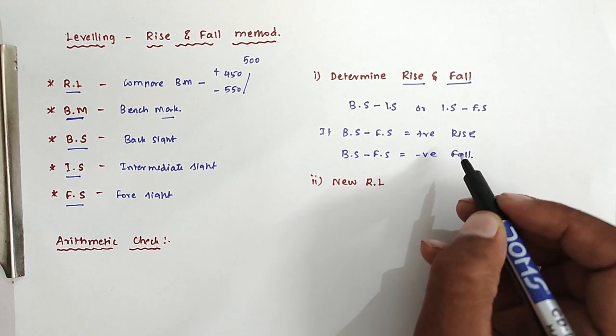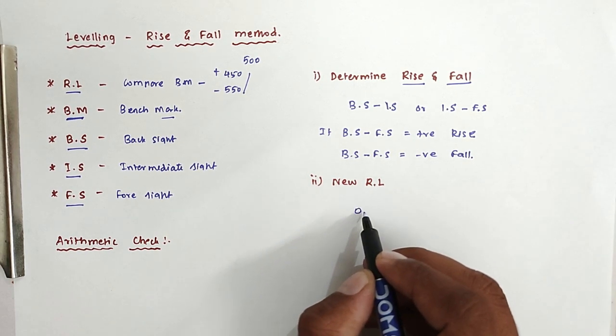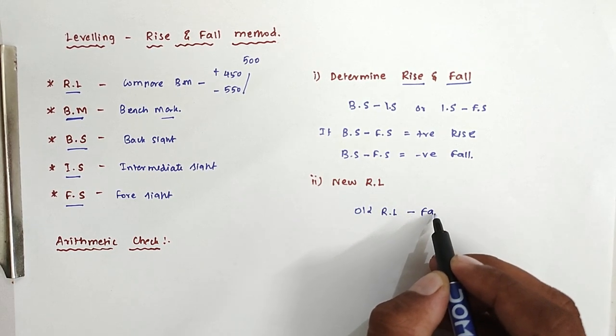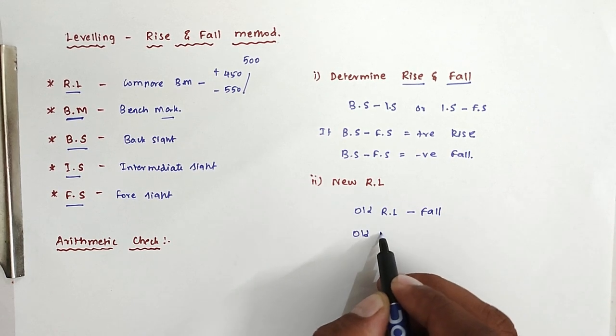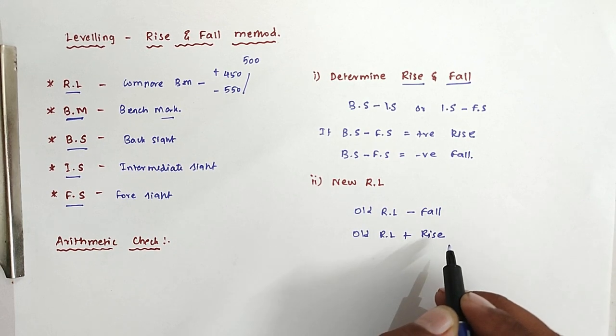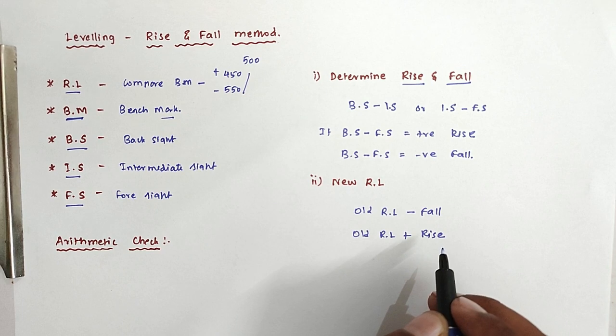Okay, next thing is we have to find out the new RL. The new RL value is old RL minus fall, or old RL plus rise. From the relationship we can find out the reduced level at the particular point. In each and every point we have to know the reduced level. After that we can find out the level at the particular point compared to the benchmark. Here all the levels at the particular points are based only on the benchmark.